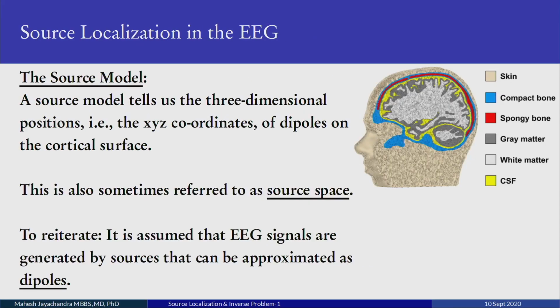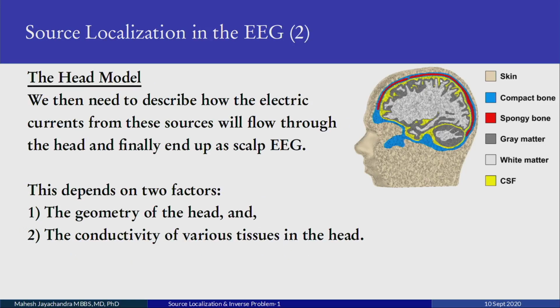So let's consider the source model first. The source model tells us the three-dimensional positions, that is the x, y, z coordinates, of the dipoles on the cortical surface. And this would be over here, over the gray matter. This is also referred to as the source space. And it's assumed that the EEG signals are generated by sources which can be approximated as dipoles, for reasons mentioned earlier.